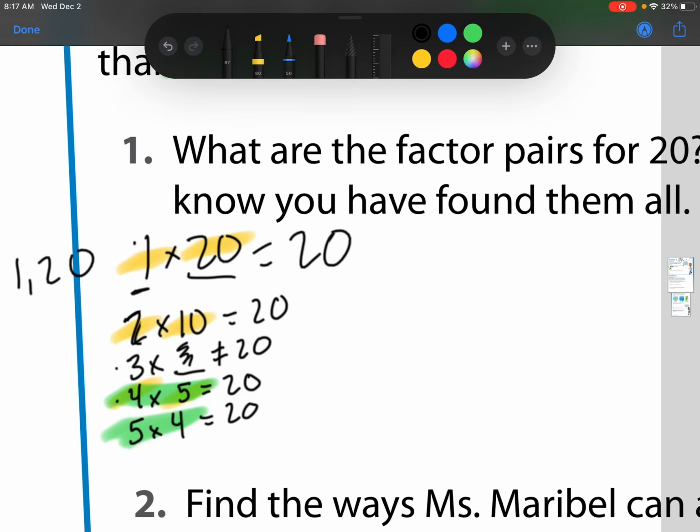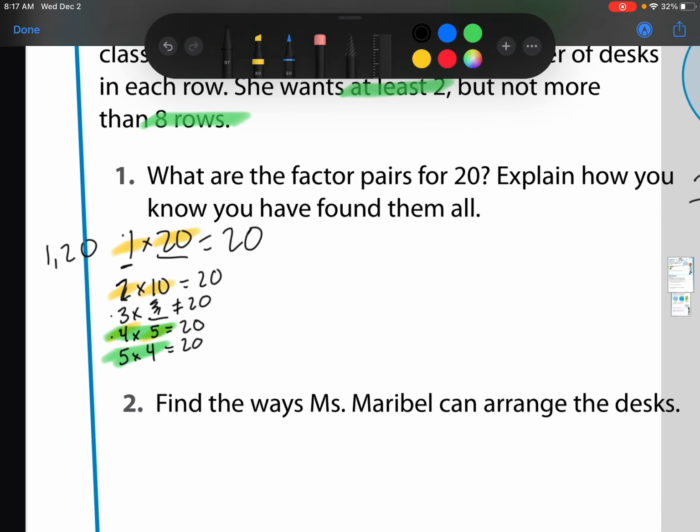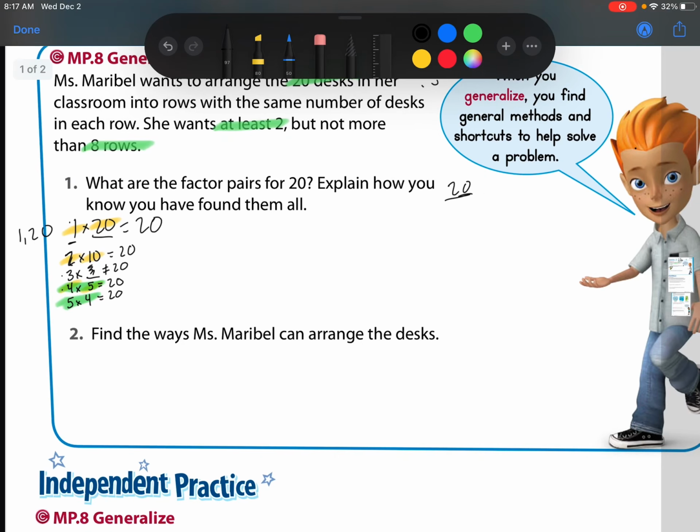So what do I need to write? Well, I'm going to answer my question. It says, what are the factor pairs for 20? So I'm going to list them. 1 and 20, 2 and 10. Notice it says factor pairs, not factors, so that's why I'm putting them in groups instead of smallest to largest. And then how did we find them?